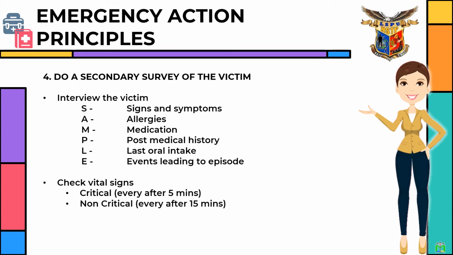4. Do a secondary survey of the victim. Interview the victim. SAMPLE. S, signs and symptoms. A, allergies. M, medication. P, past medical history. L, last oral intake. E, events leading to episode.